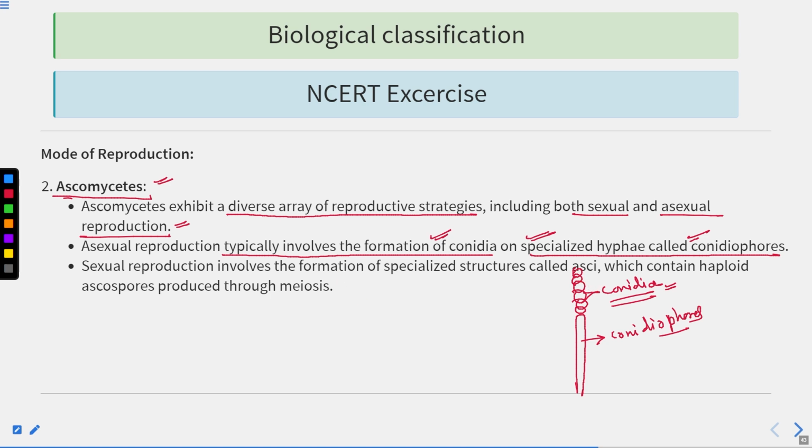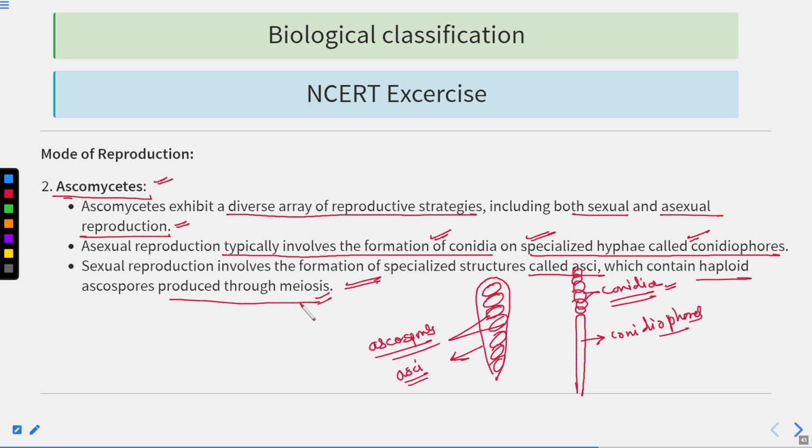Sexual reproduction involves the formation of a specialized structure called asci. So if we see the sexual reproduction, you can see a sac-like structure in which the spores are present, and these are called ascospores. And this particular sac, which covers the ascospores, is called the ascus. Okay, which contains the haploid ascospores produced through the process of meiosis.